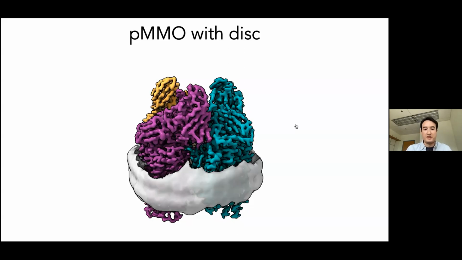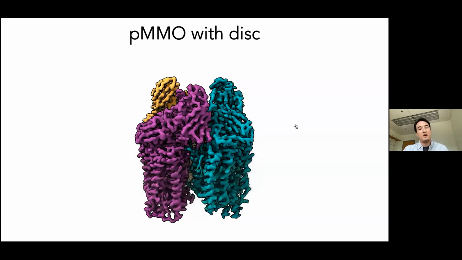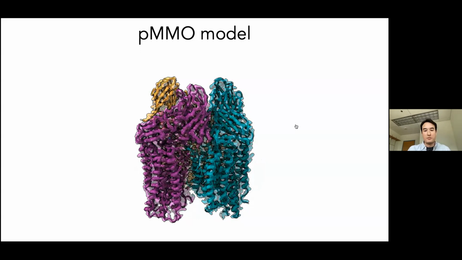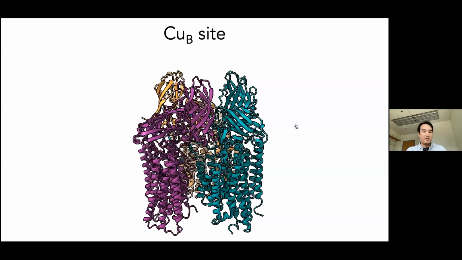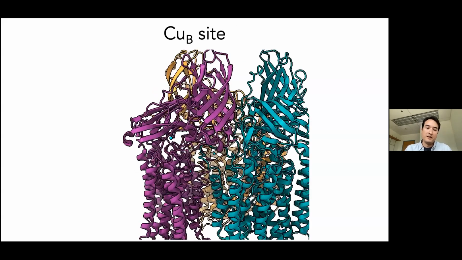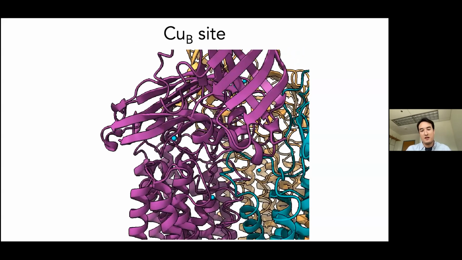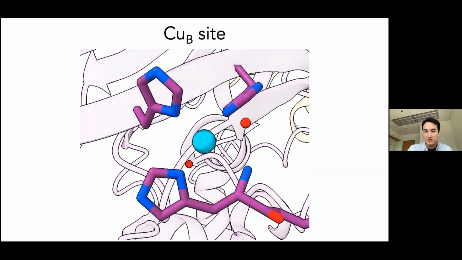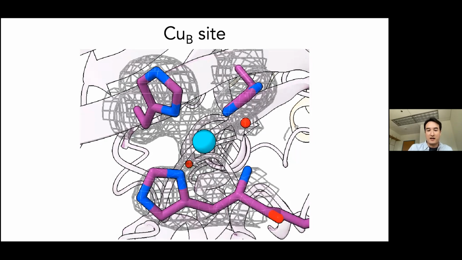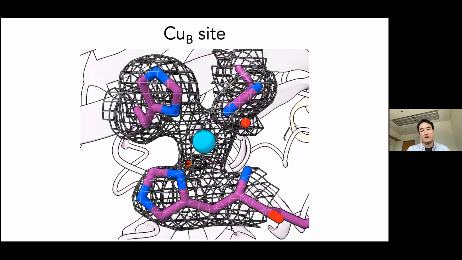So here's PMMO with the disk. Removing the disk, we see the post-process map that's embedded within the disk, and then this is the resulting model from that map. First, looking at the copper B site, reminding you that this site is located in the PMMO B subunit, near the surface of the membrane bilayer. We can see it's coordinated by these 3 histidines as well as the amino terminus. And we're able to resolve 2 waters in the active positions from the planar coordinated copper.